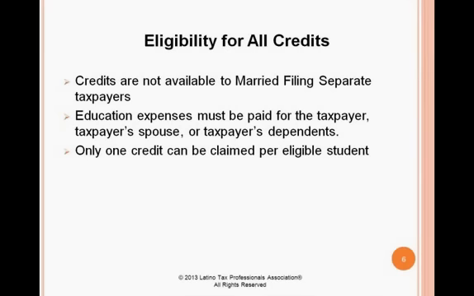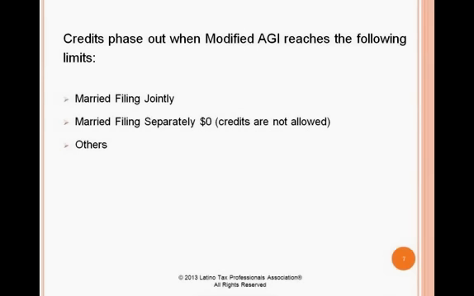There is only one credit that can be claimed per eligible student for education. That means you could have multiple children in school. Perhaps you are in school as a taxpayer and your daughter is in school. There is then a credit for both, but only one per each. You can't do both. No double dipping is how the IRS calls it.